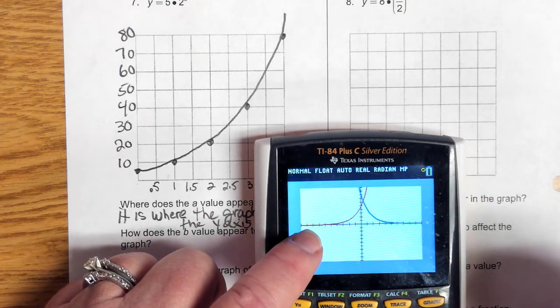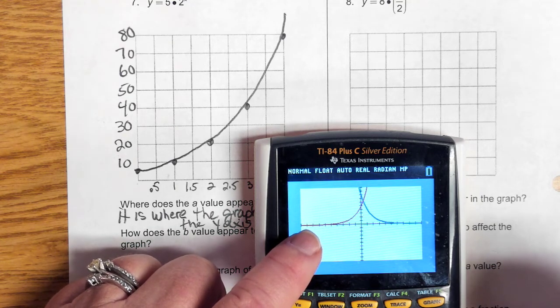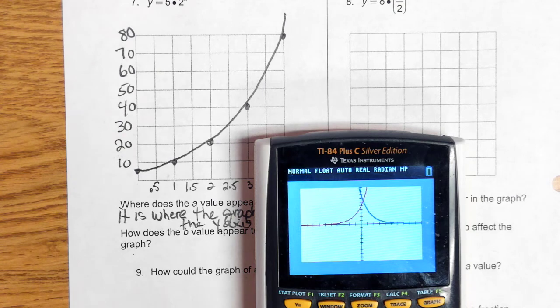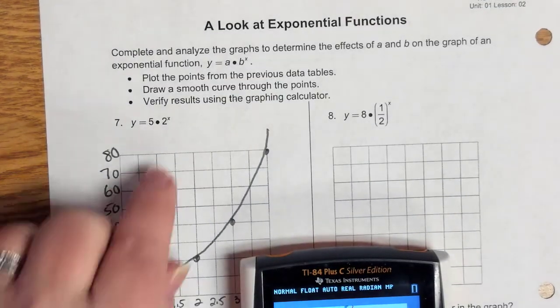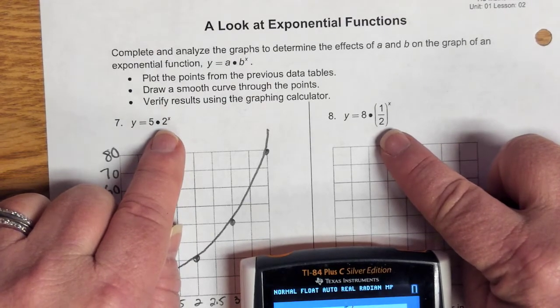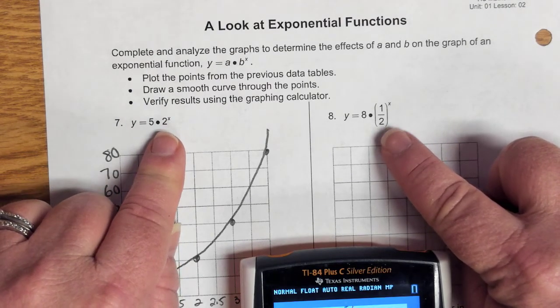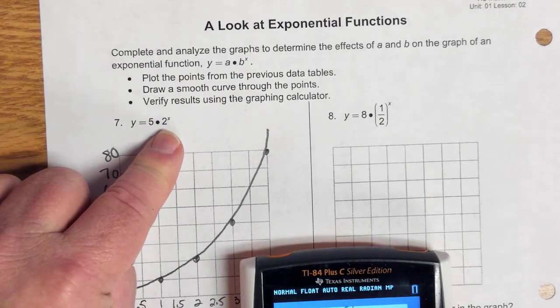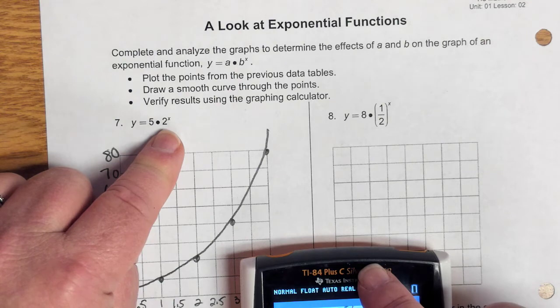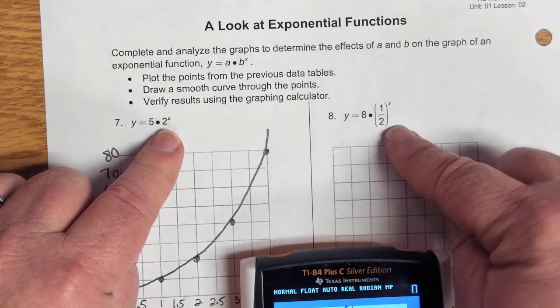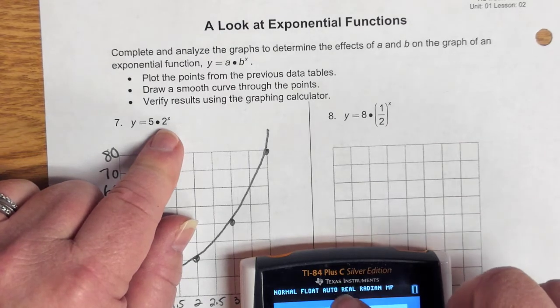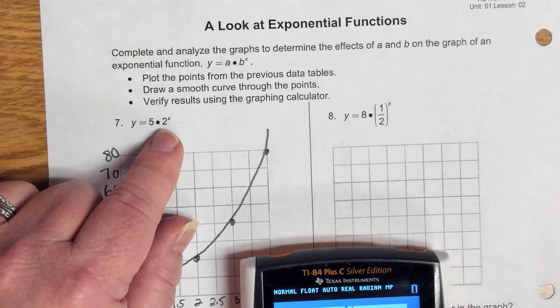Okay, here's the first one. There's the graph we just graphed. What's the difference in the two? They're just going in opposite ways. Opposite ways. And let's look at the equations themselves. Besides the 5 and the 8, what is it about B? There's a half and a regular whole number. So this is a whole number, and this is a number that's what? Half. So on the whole number, our graph went up from left to right, correct? And when we had less than 1, our graph went down from left to right.